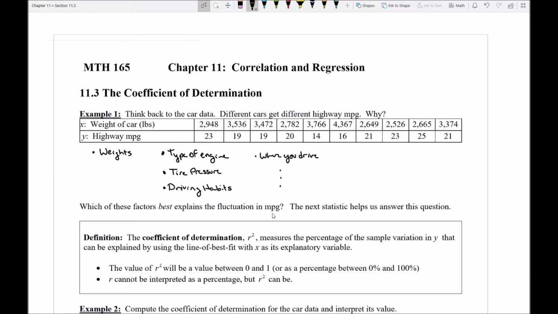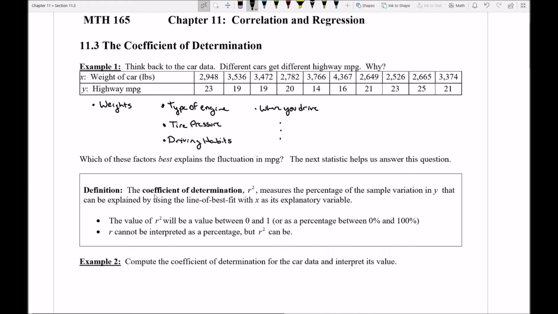So the question that we really have is, if we can divvy up responsibility for highway miles per gallon to these different factors, which one of these might be the most responsible for affecting the miles per gallon? And as I state down here, which of these factors would best explain the fluctuation or the changes in this? Well, to help answer this question, we are going to talk about what we call the coefficient of determination, which is listed here with the symbol r squared.